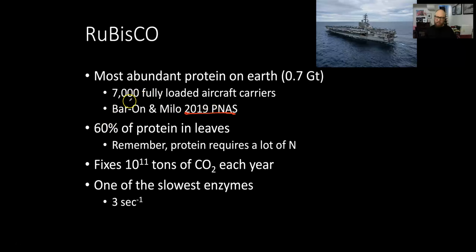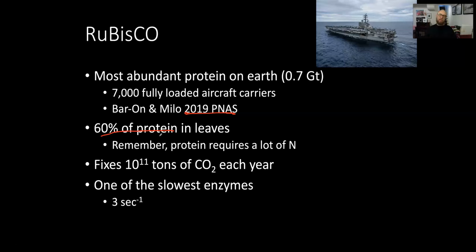In that paper, I forget if they gave this exact number or I converted it to this number, something a little more visual. If you were to fill up 7,000 fully loaded aircraft carriers, that's how much Rubisco would weigh. I don't know how many aircraft carriers are in the U.S. fleet, but it's hard to imagine we'd have 7,000 of them. But anyway, that's a lot of Rubisco, right? It's also 60% of the protein in the leaves, so it's most of what's going into the leaf.